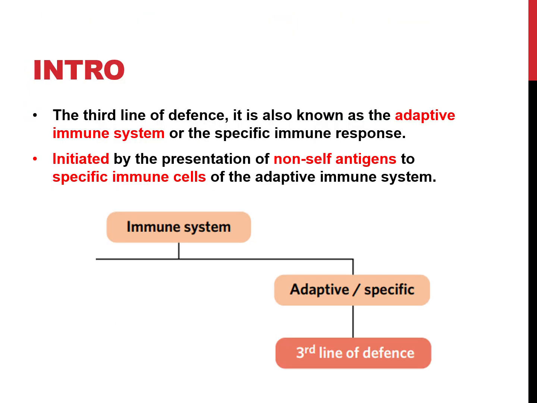All right, so the third line of defense is also known as the adaptive immune system, or the specific immune response. Adaptive meaning that it changes, it can adapt to something. So how does it start? It's initiated by the presentation of non-self antigens to specific immune cells. So you have some sort of antigen that's found on a pathogen, and that's going to stimulate our antigen-presenting cells, our APCs, to bring those to other immune cells, which will then create the actual immune response we're looking at today.